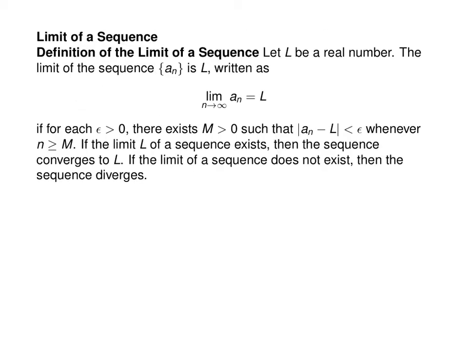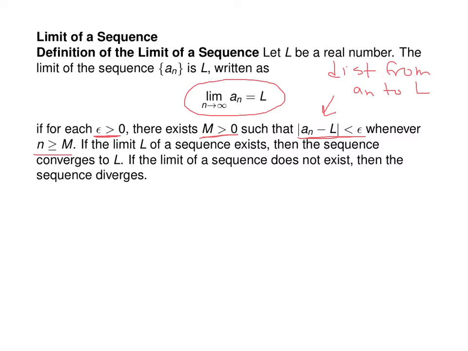Now, limits of sequences are defined much the same way as limits of functions. So what this formal definition says is the limit as n goes to infinity of a sub n is L if for every epsilon bigger than 0 there is a positive number m such that a sub n minus L absolute valued is less than epsilon. So think about this as a distance. This says the distance from a sub n to L is less than epsilon whenever your n is bigger than or equal to m.